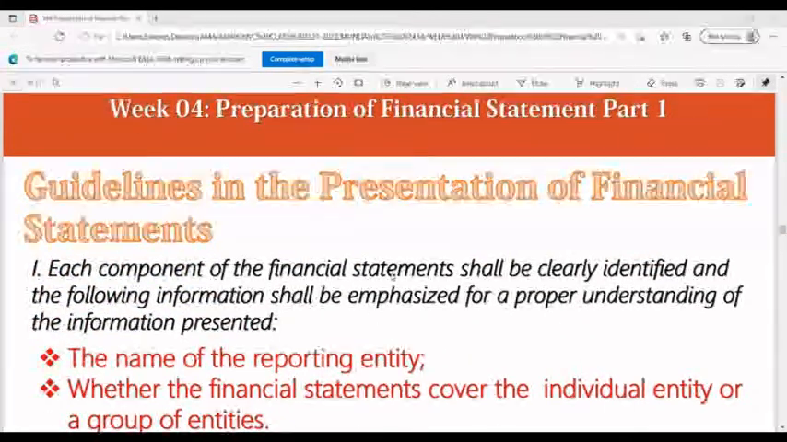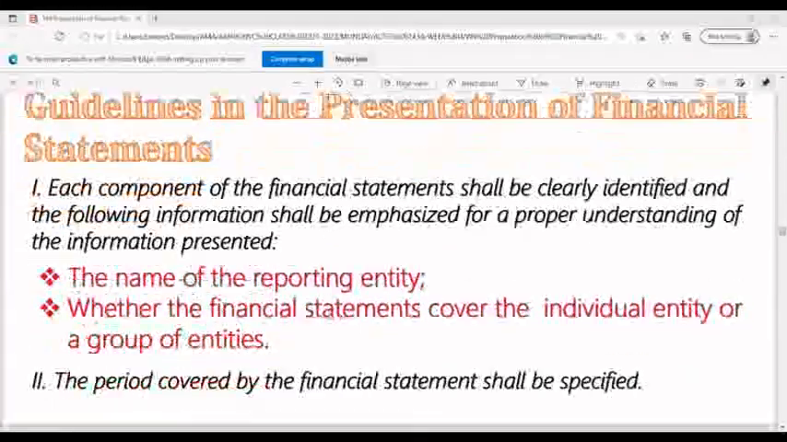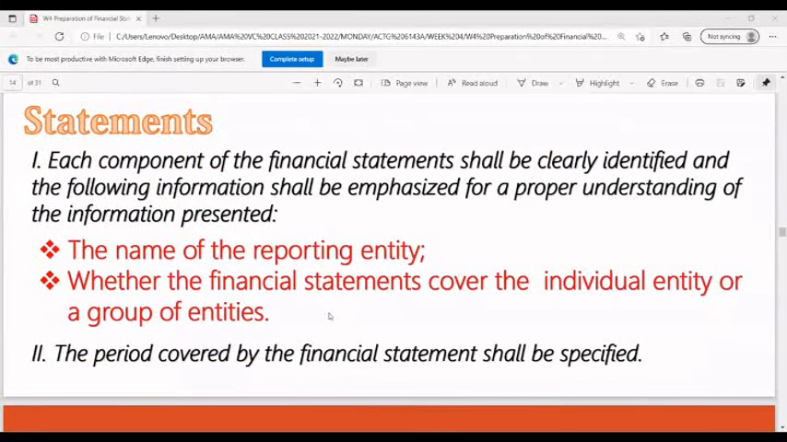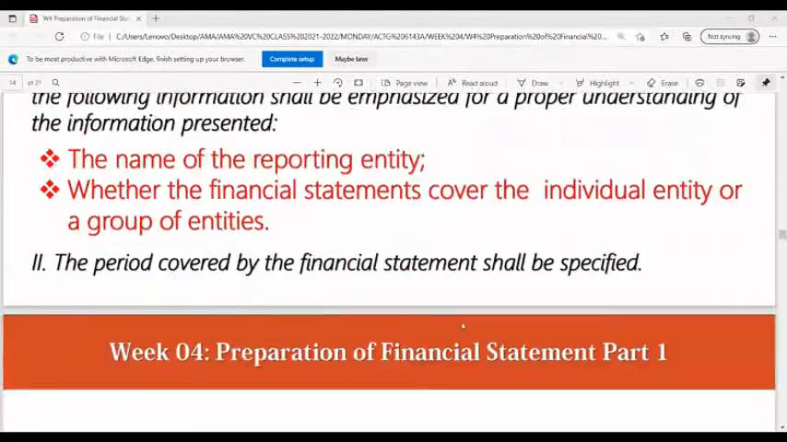Guidelines in the presentation of financial statements. Each component of the financial statements shall be clearly identified, and the following information shall be emphasized for a proper understanding of the information presented: the name of the reporting entity, or whether the financial statements cover the individual entity or a group of entities, and the period covered by the financial statements shall be specified.